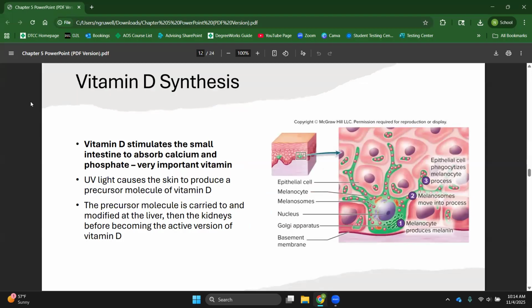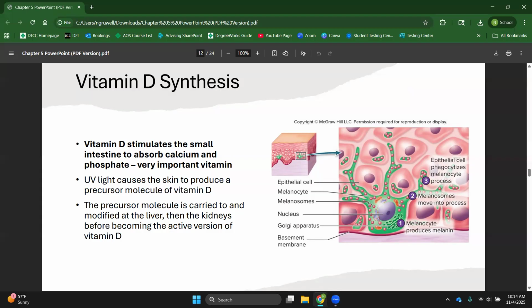All right, vitamin D synthesis. I said this is a kind of a domino effect. There are multiple steps in this process, and one of those first steps is that UV light is going to stimulate a precursor molecule of vitamin D. So it's not making vitamin D, it's triggering a molecule that we need to activate vitamin D. The reason vitamin D is so important to us is that it tells our small intestine to absorb calcium and phosphate. We're going to talk about our skeletal system. If we don't have calcium and phosphate, we can't make bone properly. So this is a super important vitamin.